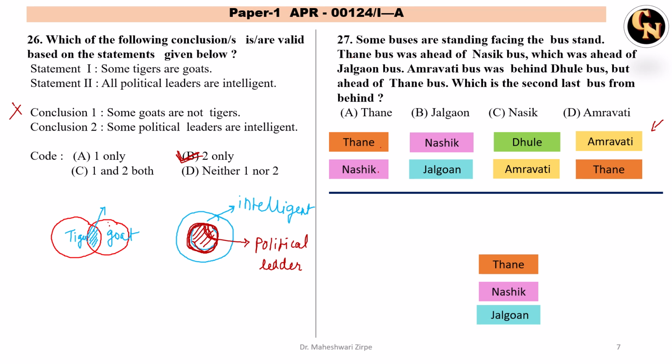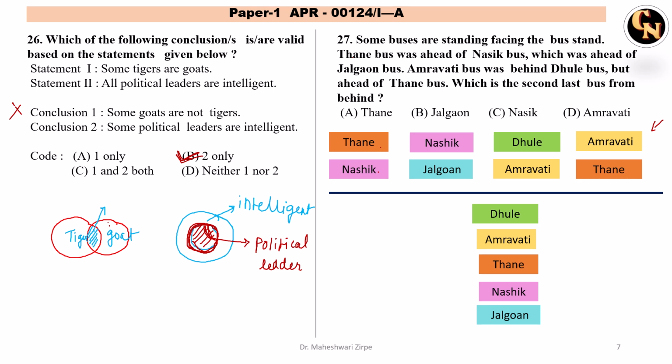Then what are they saying? Above Thane, from this diagram, there is Amravati. Above Thane there is Amravati bus. So write down Amravati bus, and above Amravati bus who is there? Dhule. So we'll put Dhule here.